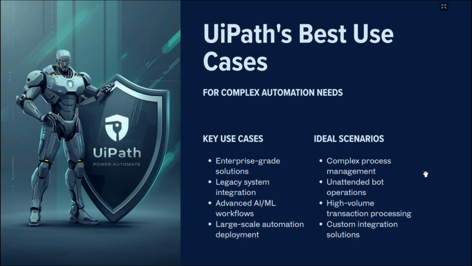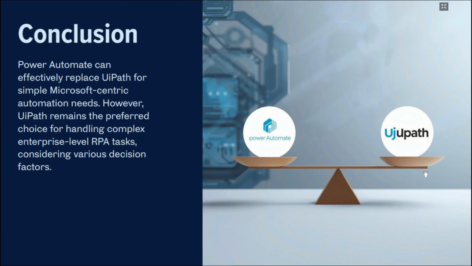And for UiPath, the best use cases: enterprise grade solutions, legacy system integration, advanced AI/ML workflows, large scale automation deployment, complex process management, unattended bot operations, high volume transaction processing, custom integration solutions. So again, if we talk about much more complex automation scenarios, UiPath beats Power Automate in those scenarios and use cases.